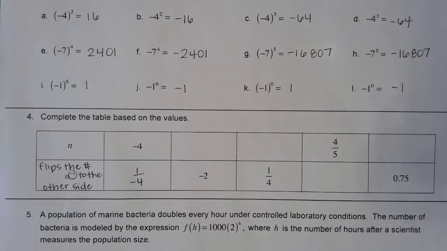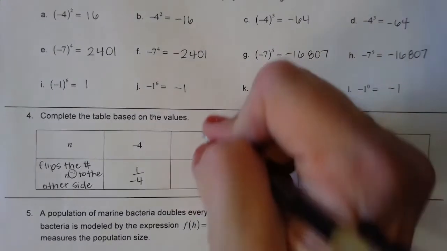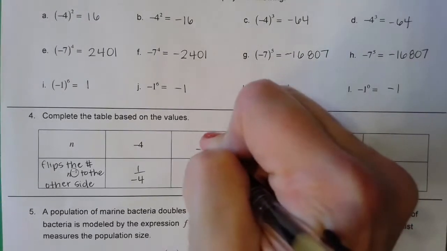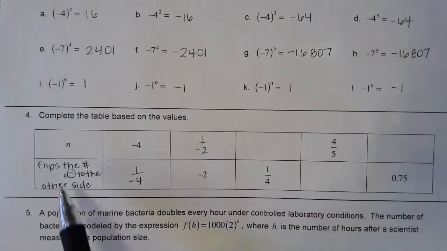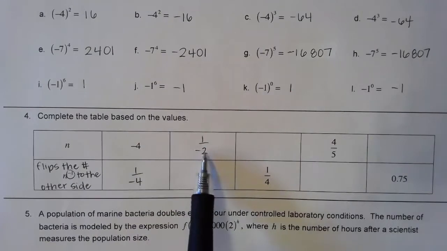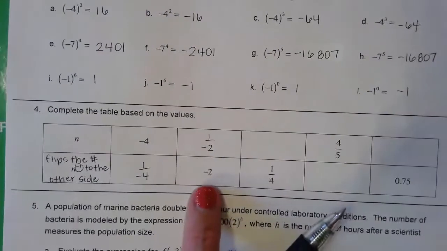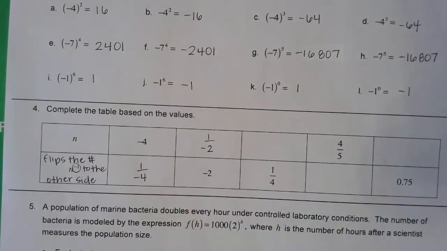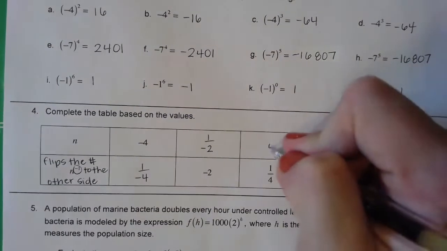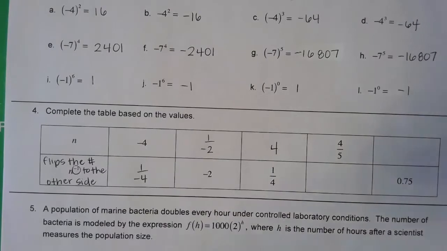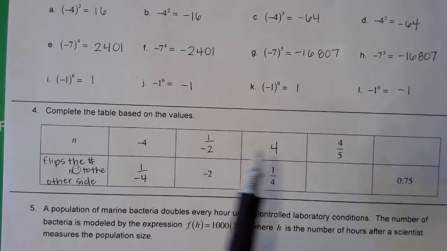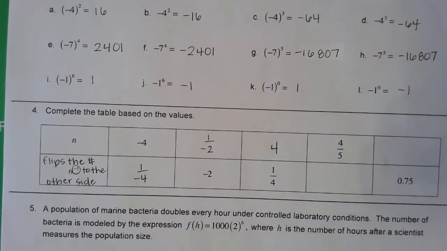If I finished with a negative 2, that means that I would have had to have started out with a negative 1/2, because again, the negative 1 on the exponent would flip this number that's in the bottom up to the top of the fraction, and so that would turn it into negative 2. If I finished with a positive 1/4, that means I would have needed to have started with a positive 4, because again, the negative 1 exponent would flip this 4 down into the bottom of the fraction.